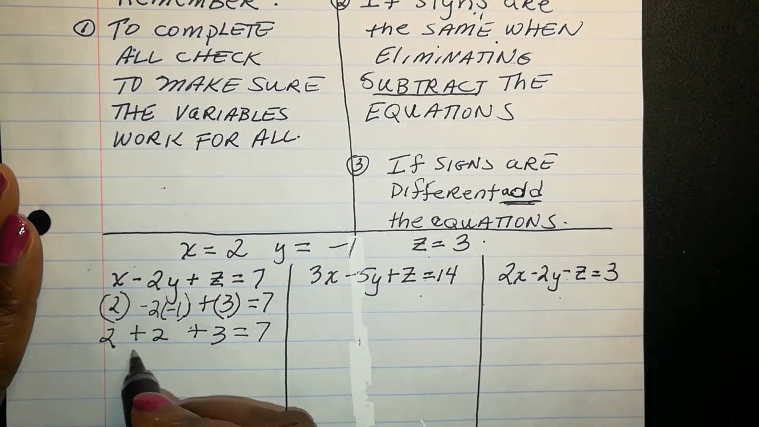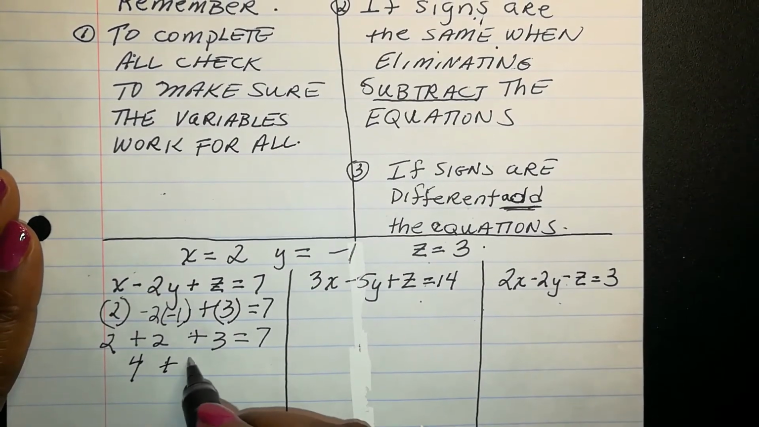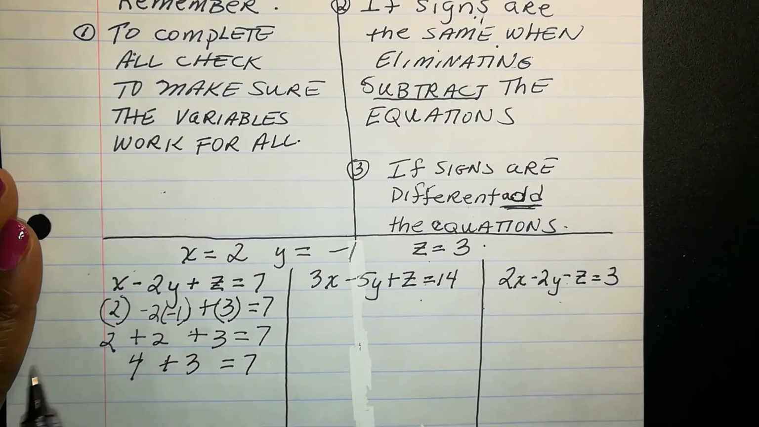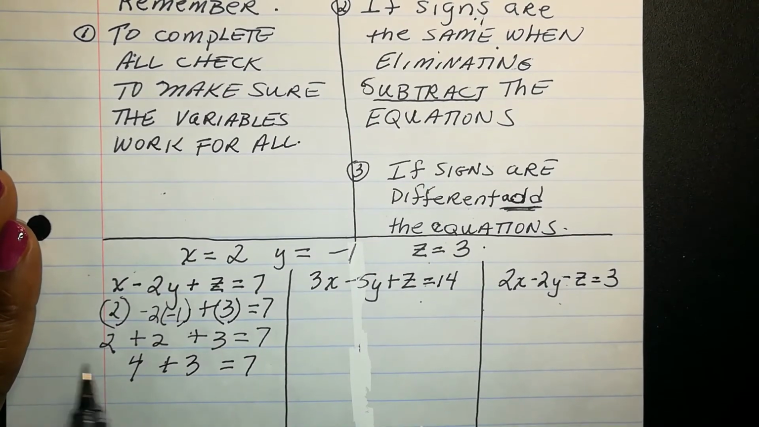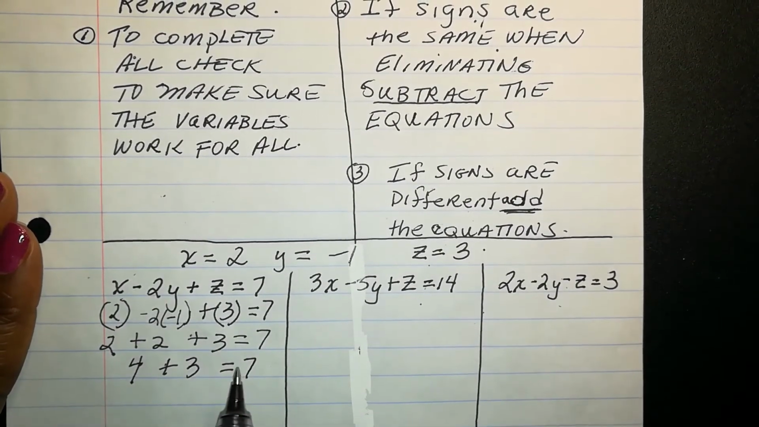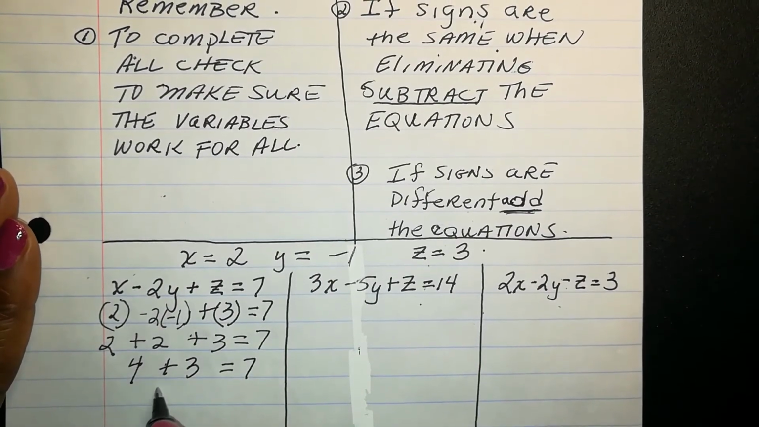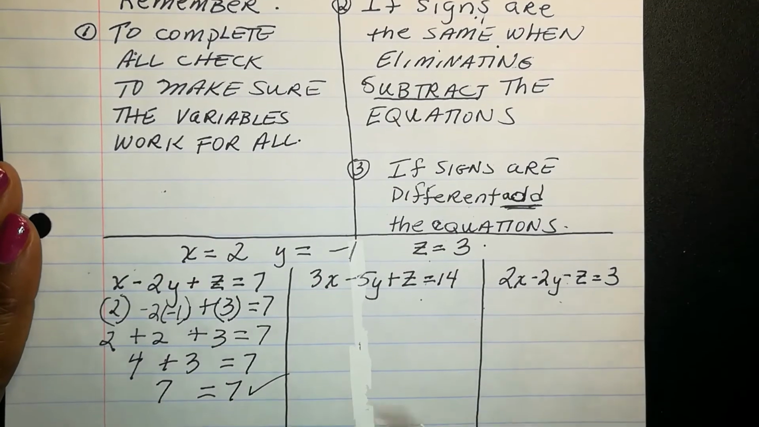2 plus 2 is what? 4 plus 3 equals 7. I did what they call order of operations. I went left to right, and I did what I was supposed to do. We always go left to right and do the work, okay? And what is 4 plus 3? 7 equals 7. So that one checks out.